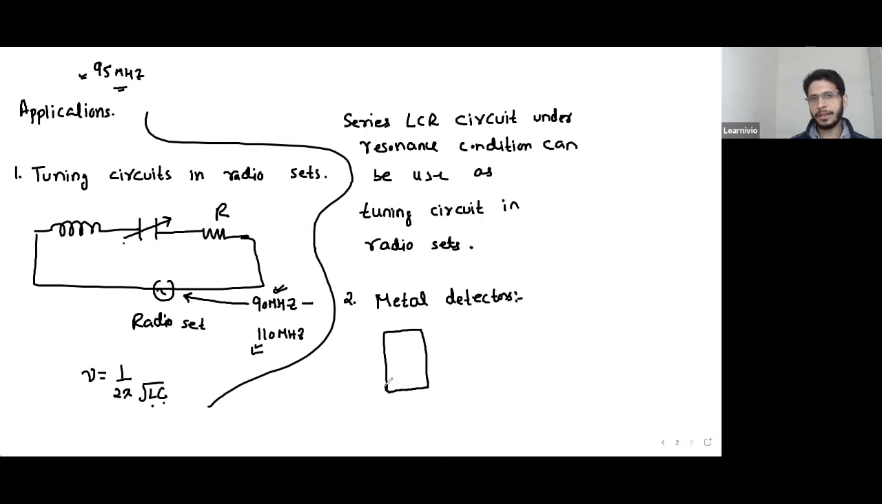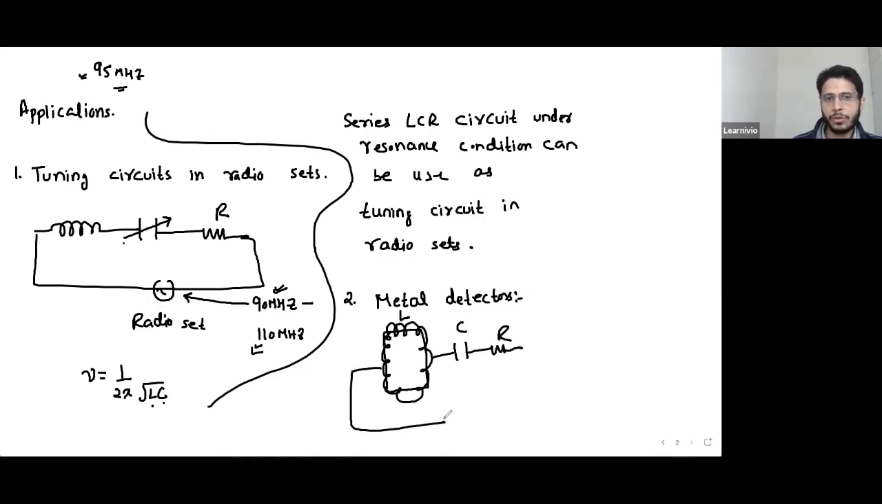In metal detectors, there is a wooden chamber which you enter. That wooden chamber is basically a hidden inductor, which is connected to a capacitor, which is connected to a resistor and to an AC supply. This resistor is basically an alarm.